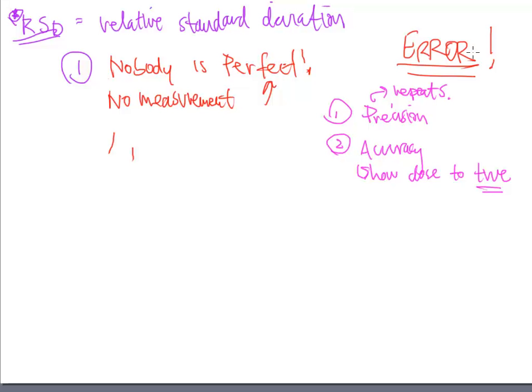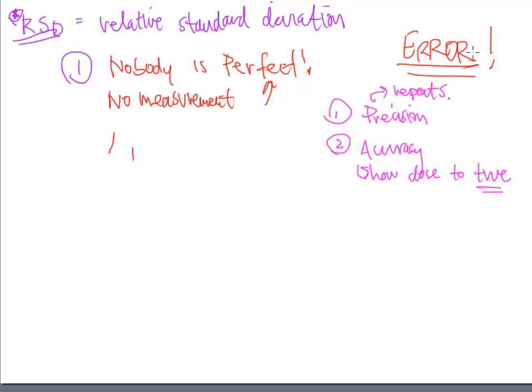So when you look at the PowerPoint file, look at these two definitions. They will be worded a little differently, but for the most part, this is what we're trying to convey. Accuracy is how close are you to the accepted number. Precision is can you repeat your result over and over and over. Okay, so with that said, that's where this video is going to stop.